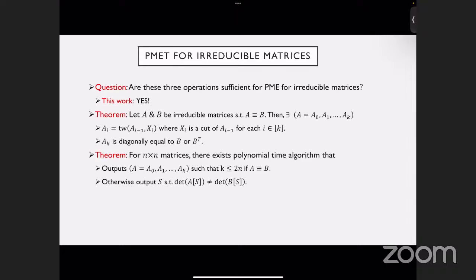In this talk, I will briefly discuss the proof idea of this theorem and then give an overview of the algorithm. For this talk, I will assume that the off-diagonal entries of the matrices are non-zero. In our work, we saw that if we show the theorem for this case, then it implies the theorem for irreducible matrices also. This is a common technique that has also been used in previous works.